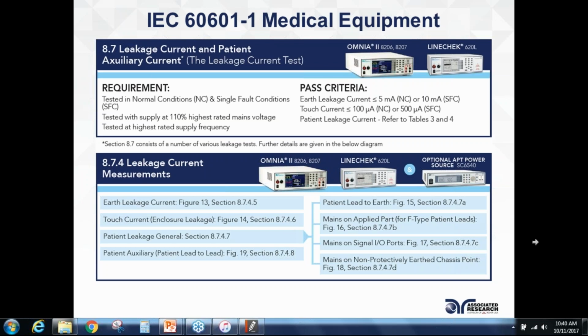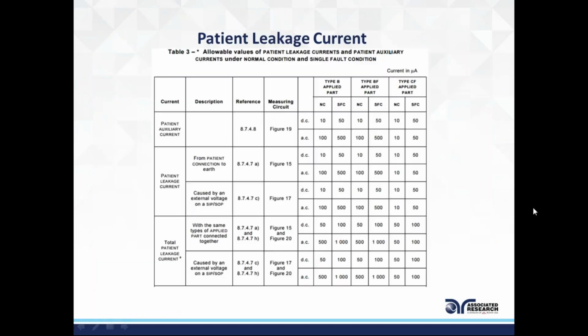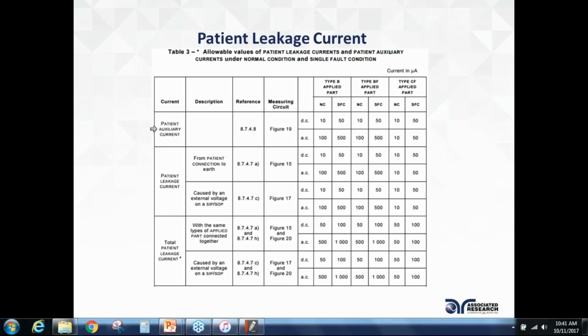And this will all clear up when we look at some of the figures that are pointed out in the standards. So let's take a look at, okay, so we have the table 3 that was mentioned, that tells you to refer to table 3 in the standards. Table 3, if you take a look here, has the patient auxiliary current, patient leakage current, and the total leakage current.